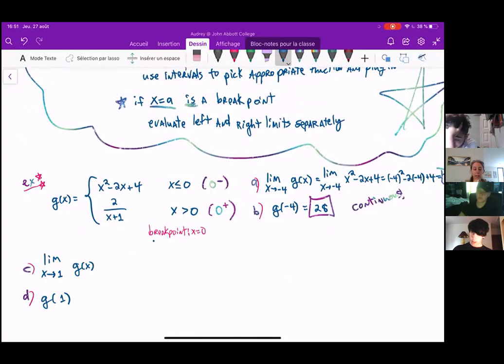Which interval am I going to go to for 1? The bottom one, 2 over x plus 1. Yes, to everyone that said that in different ways. So we replace g of x with 2 over x plus 1, and then we plug in to get a 1. And that's my final answer.